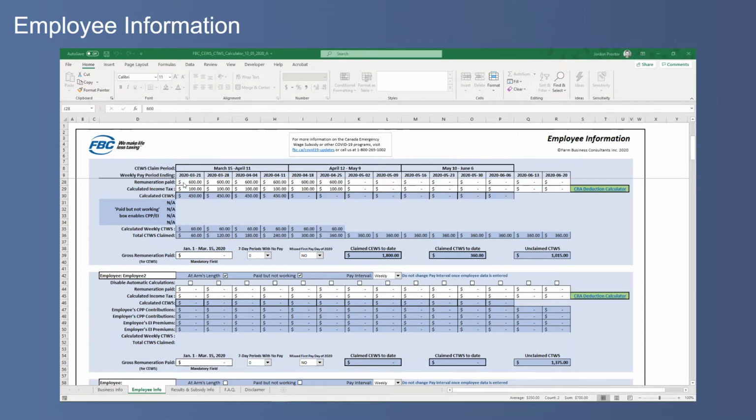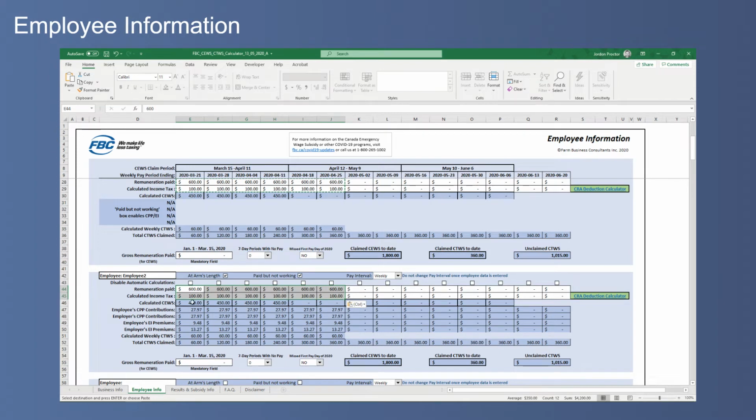For employee number 2, if we use the same amount of pay and income tax paid as employee number 1, now we get those amounts generated. Once again, we're missing those last 2 slots of period number 2. Let's go ahead and just enter one more week of pay here, just so they qualify for period number 2. There we go. And that's looking pretty good for that employee.